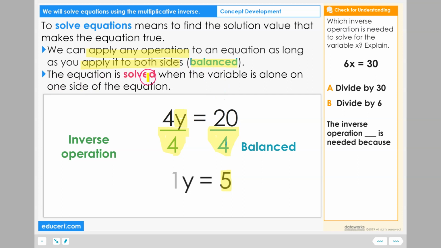The equation is solved when the variable is all alone on one side of the equation. 4y equals 20 is not a solved equation because y is not alone on the side. It's being multiplied times 4, and that's why we use the inverse of dividing by 4. Turn this coefficient 4 into a coefficient 1. 4 divided by 4 equals 1, and now the variable is alone on this side of the equation because 1y is the same as just regular y. y equals 5 is the solved equation.